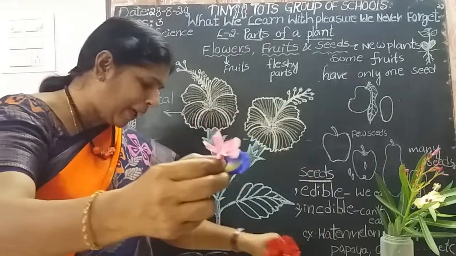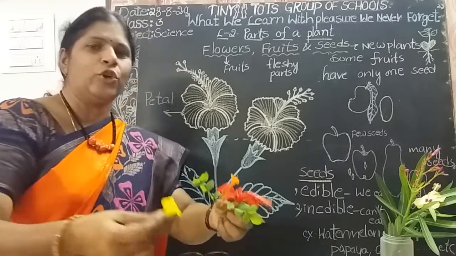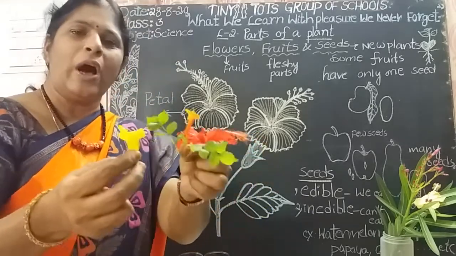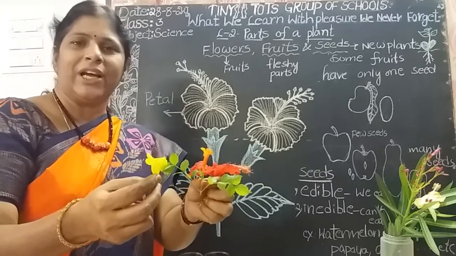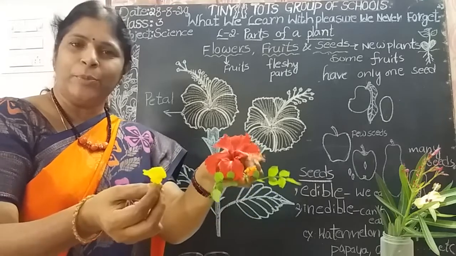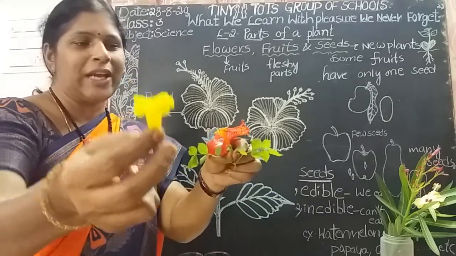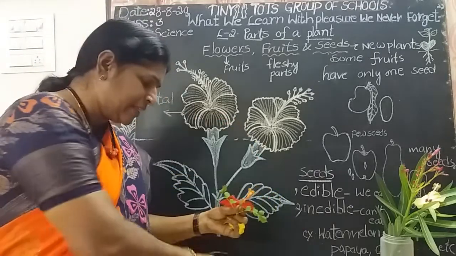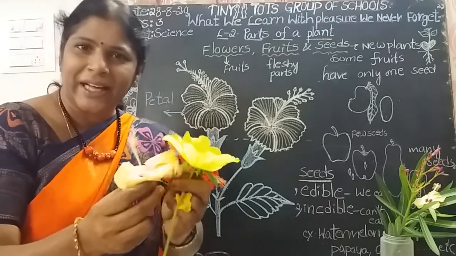Okay, na. So petals attract the insects for pollination, but you don't know about pollination. Next class you have to learn. So all insects sit on the flower. Okay, na. So this beautiful color attracts the insects. Okay, na. So yellow color, orange color, red color. This and this yellow color. All these parts are called petals.